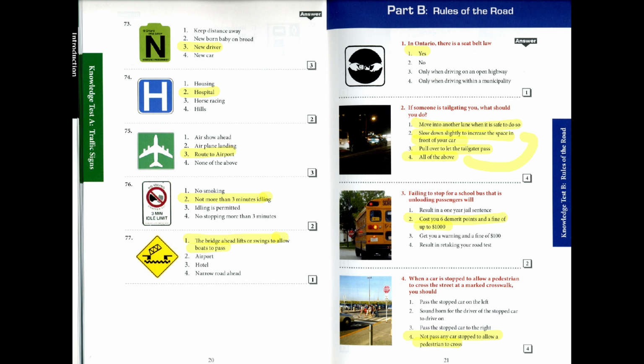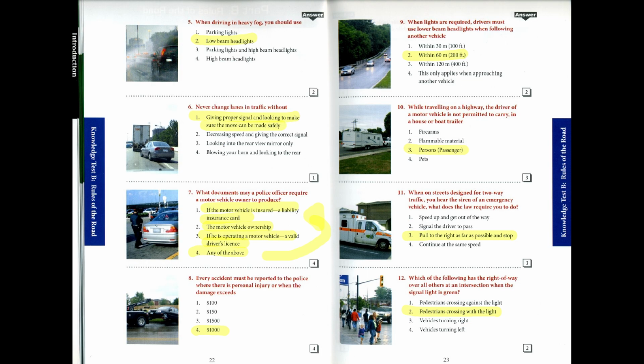Number 3. Failing to stop for a school bus that is unloading passengers will cost you 6 demerit points and a fine of $1,000. Number 4. When a car is stopped to allow a pedestrian to cross the street at a marked crosswalk, you should not pass any car stopped to allow a pedestrian to cross. Number 5. When driving in heavy fog, you should use low beam headlights. Number 6. Never change lanes in traffic without giving proper signal and looking to make sure the move can be made safely.